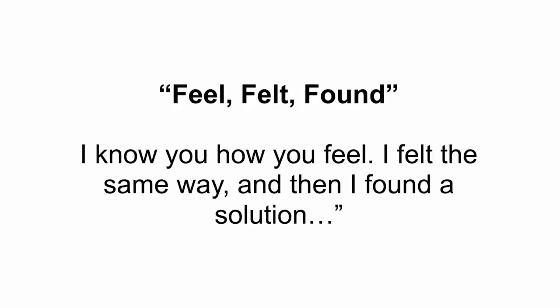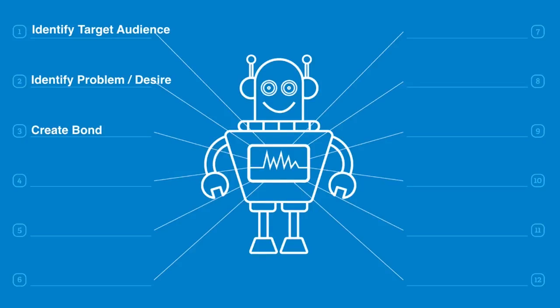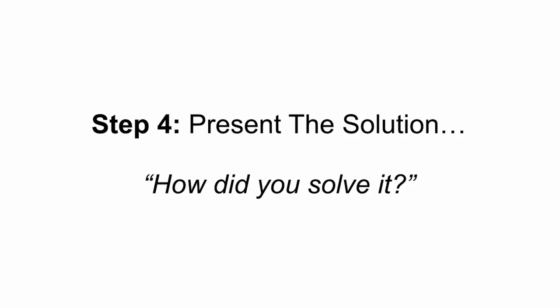So the third thing that we're going to tell our robot to do is to create the bond. Now, step number 4, present the solution, and it answers the question, well, gosh, how did you solve it? So this is where we unveil the solution that we've either discovered or created.